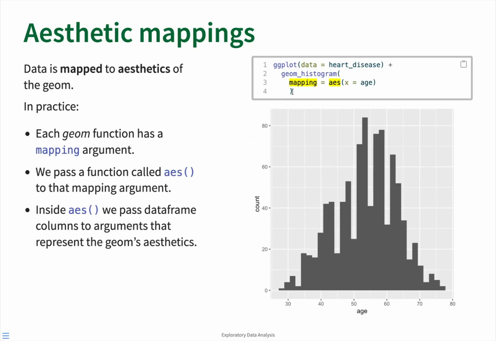So every geom function will have this mapping argument, like we can see here in the geom_histogram function. And what we supply to that is a function called aes, which stands for aesthetic. And inside the aesthetic function, we specify how columns of the data frame, like age, are mapped to different parts of the graph, like the x-axis. Just as with the qplot function, we need to say what column we want to put on the x-axis.